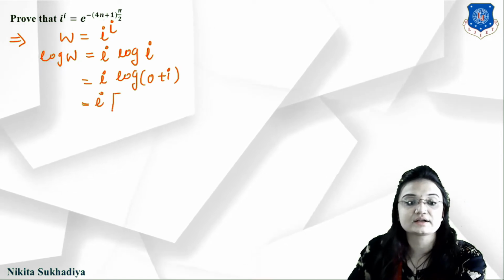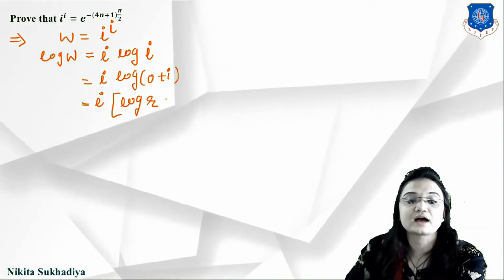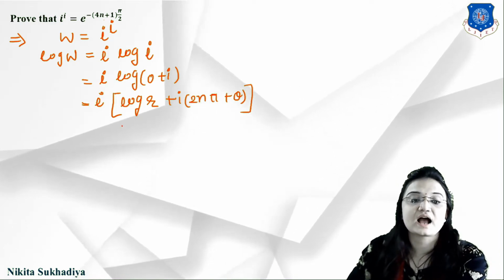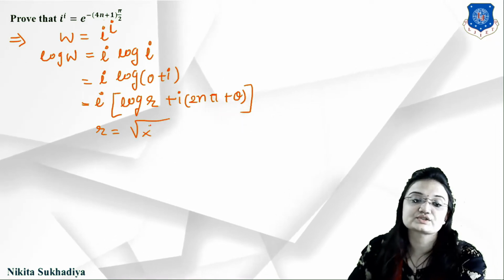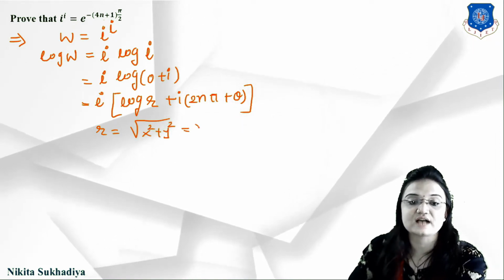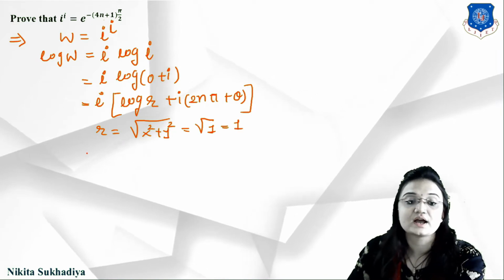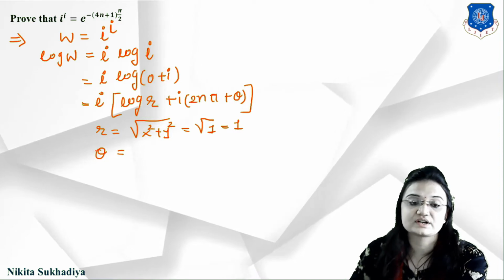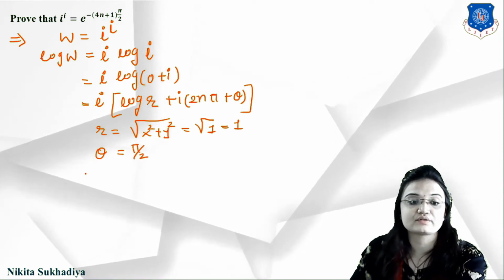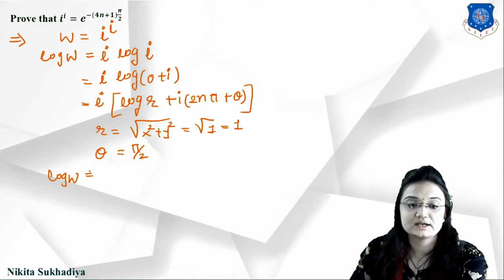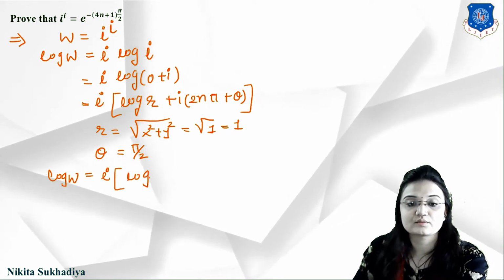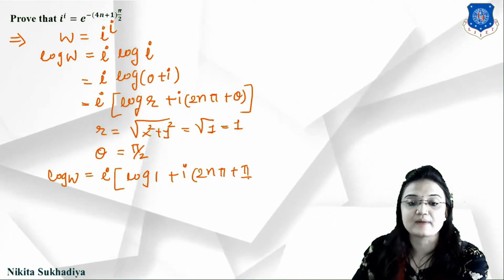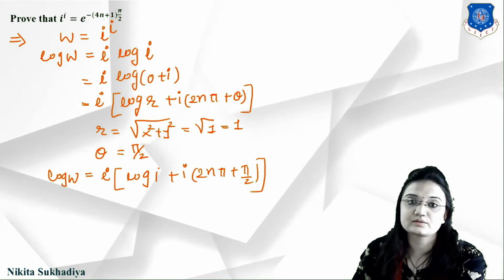So this is log w = log r + i(2nπ + θ). Here r is nothing but the square root of x squared plus y squared. So for this case r is equal to the square root of 1, that is 1, and theta for this complex number i will become π/2. So our log w is i log 1 plus i(2nπ + π/2). Now log 1 is 0.